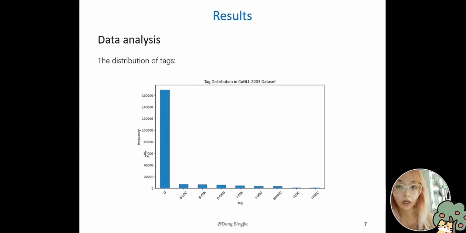Total number of train, validation and test records are 14,041, 3,250, and 3,453. The distribution of tags is shown below, and it can be seen that this is a multi-classification task with an imbalance of labels.